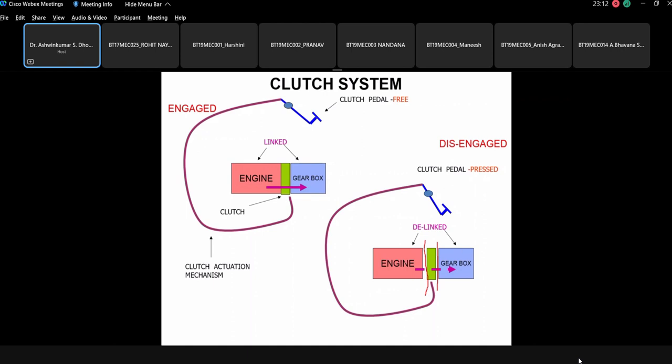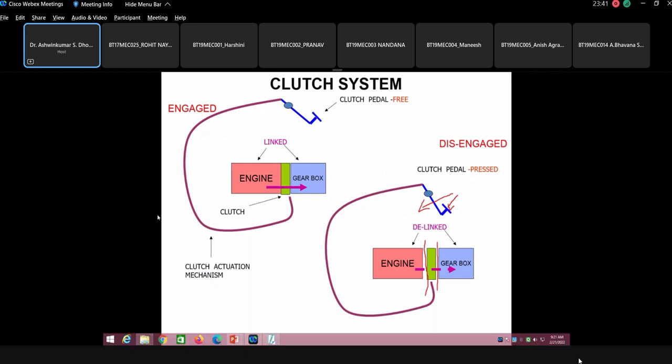So this is basically the simple figure which explains what exactly is done. Please note that this is the free pedal, and this is the pedal with the application of force on the clutch pedal. This is the only component which remains continuously engaged. So the first time you press the pedal, it becomes deactivated. So this is the mechanism of the clutch.